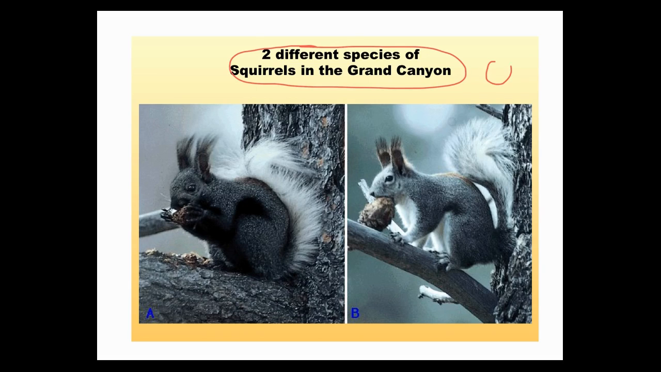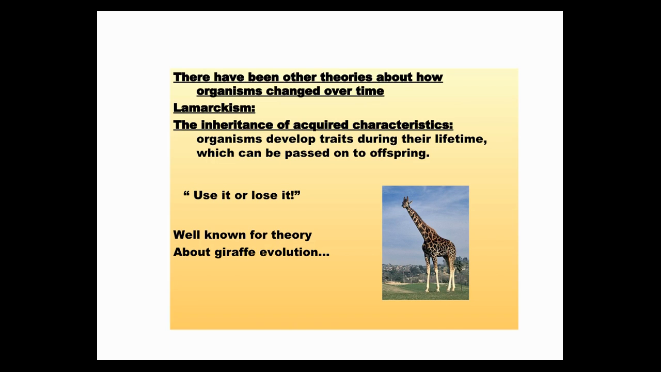There was a population of squirrels, but old Mr. Colorado River came in, made the Grand Canyon, split these two populations up, isolated them from each other, and after thousands and thousands and thousands of years, they're still squirrels. They didn't turn into like dinosaurs or anything, but they actually evolved into two totally separate species of squirrels just due to being geographically isolated from each other over long periods of time. All right, down to the last couple slides.